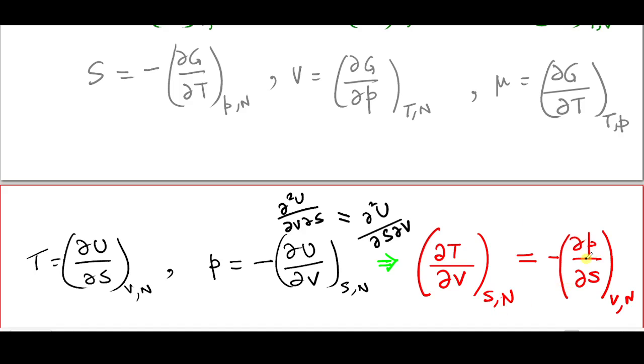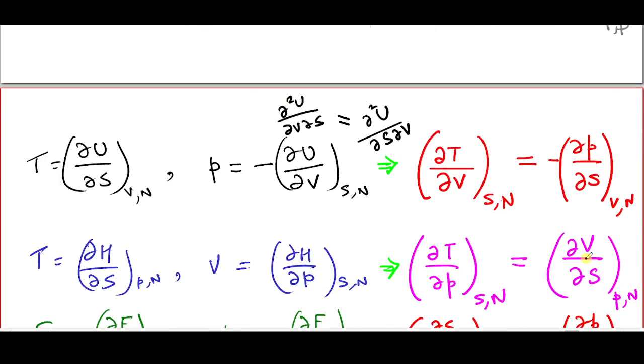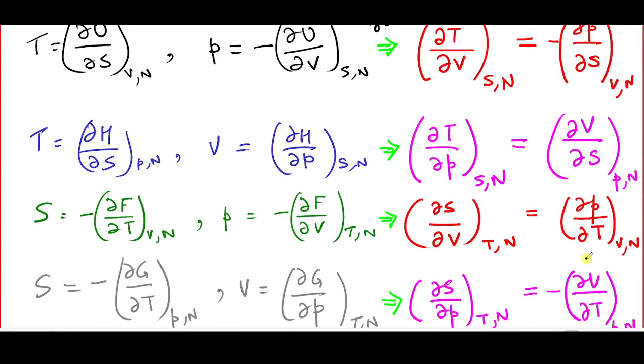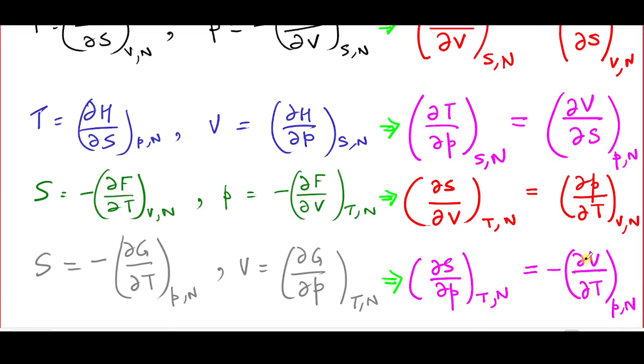If you did the same thing with the derivatives which come out of H, namely T and V, and differentiate the first one with respect to P holding S and n fixed, and the second one with respect to S holding P and n fixed, you would again get an equality. And you can go on in this manner for each one of the four thermodynamic potentials and end up with four relations between partial derivatives of the arguments with respect to each other.